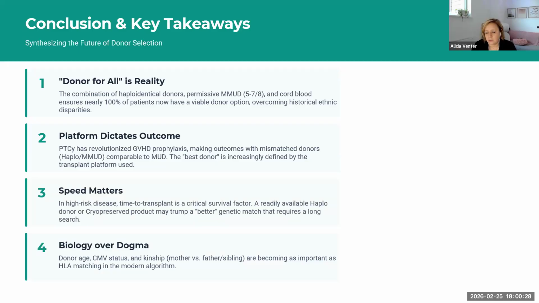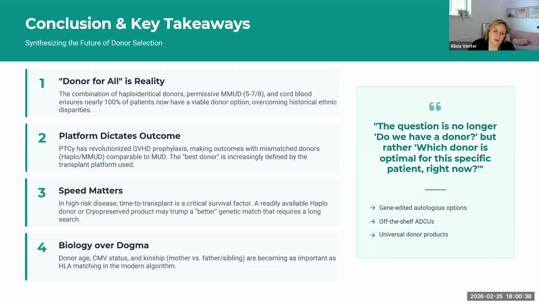And biology over dogma. So donor age, CMV, and kinship are becoming as important as HLA match in the modern algorithm. So the question is no longer, do we have a donor, but rather which donor is optimal for this specific patient right now. And this is made possible through all of the new technologies that have come through.